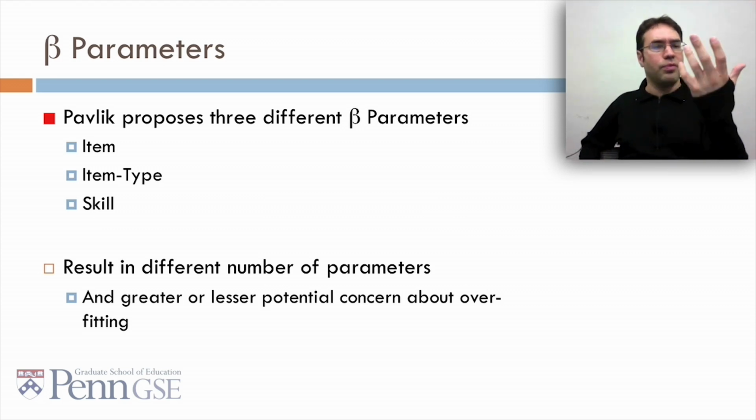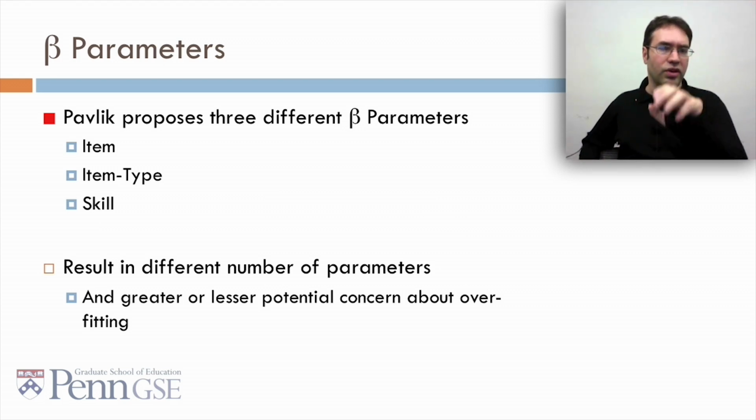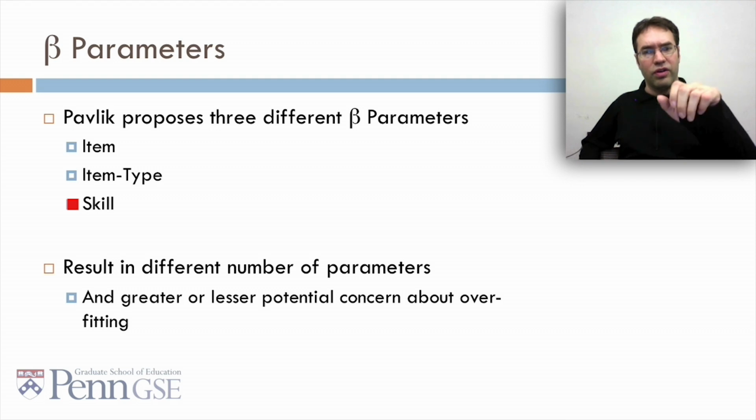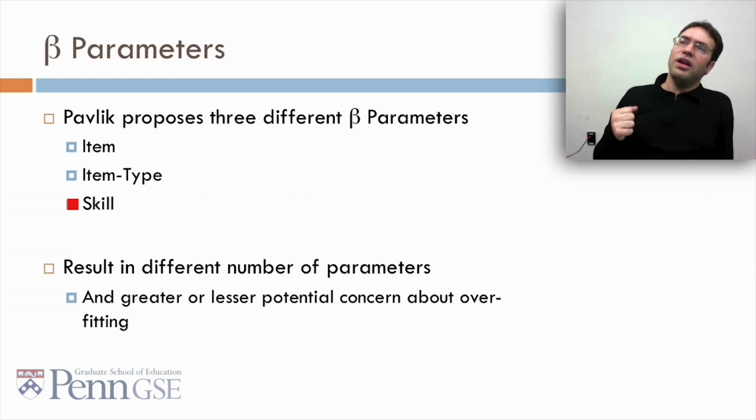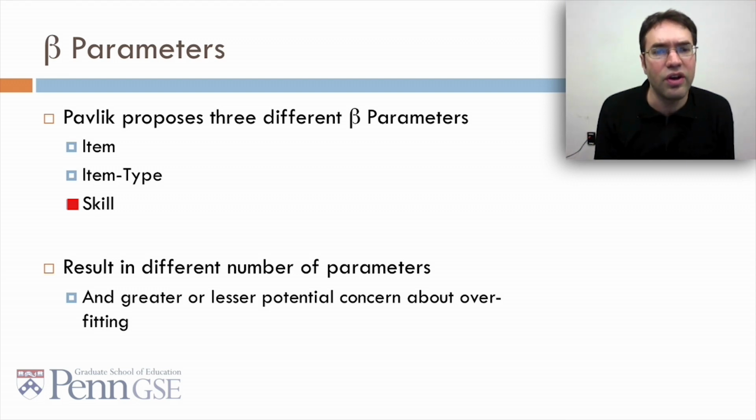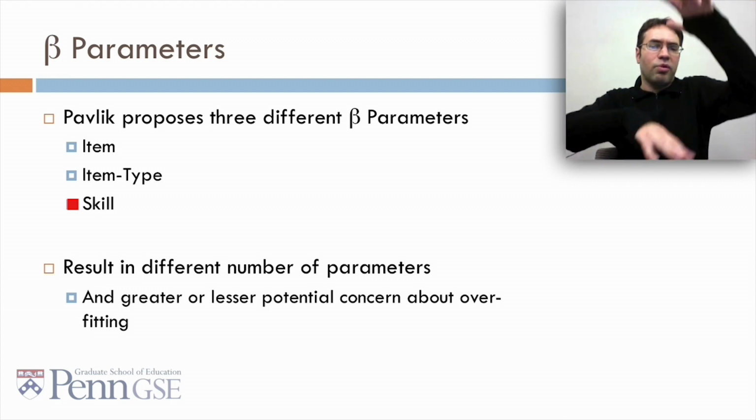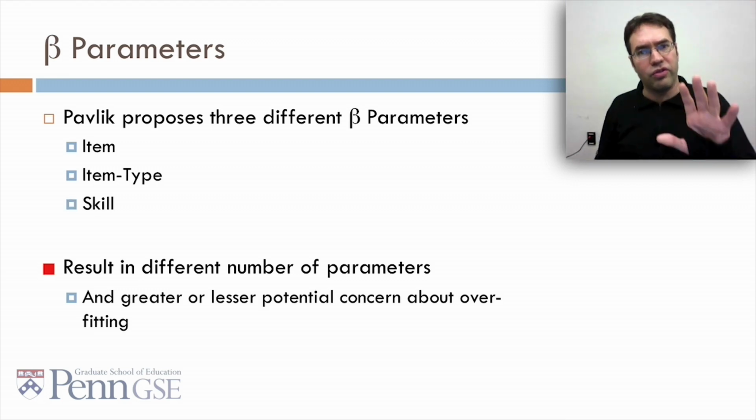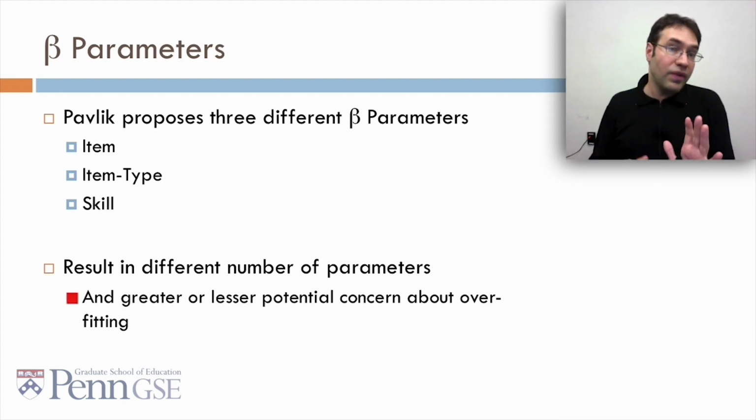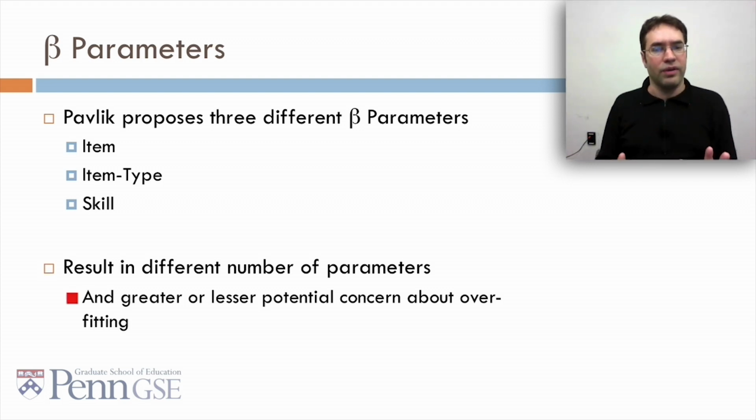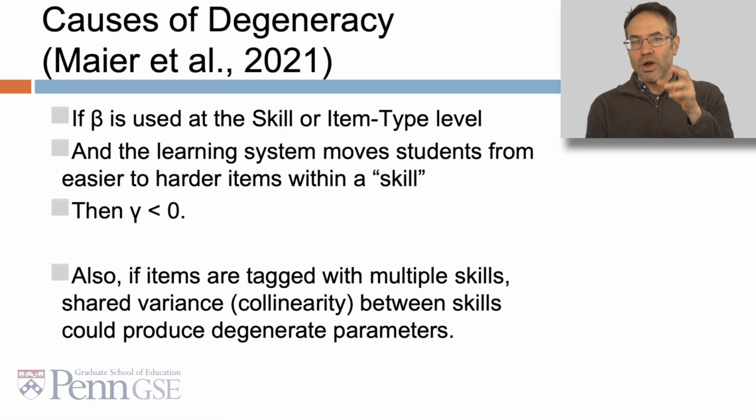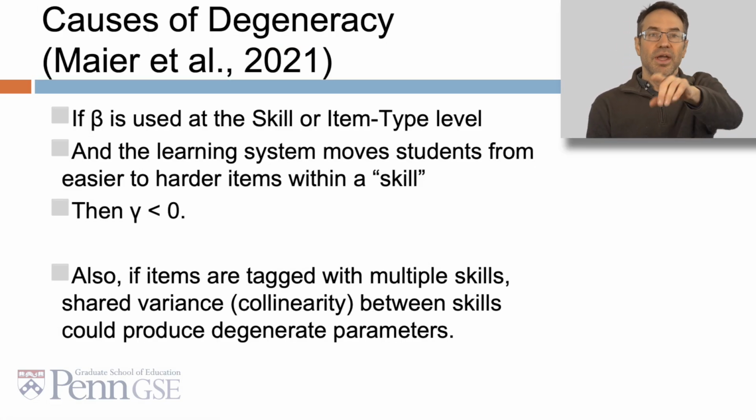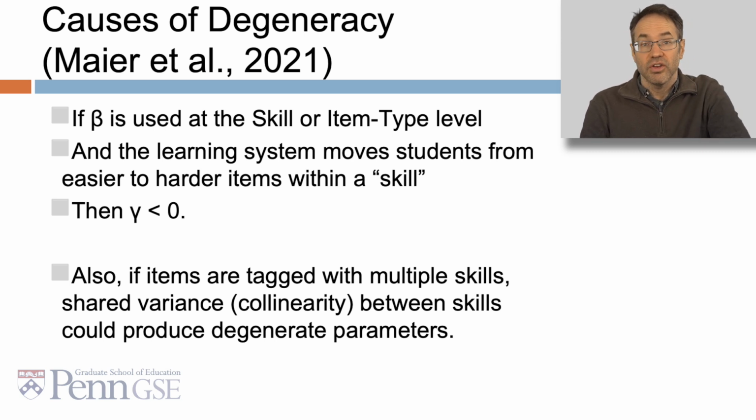So for beta parameters, Pavlik proposes 3 different beta parameters: item, item type, and skill. Is the difficulty something that each item has? Is the difficulty something that each skill has? Or are there types of items somewhere in between? These 3 approaches result in different numbers of parameters and greater or lesser potential concern about overfitting. The more parameters, the more risk of overfitting. And a minute ago, you might have asked, what causes degeneracy? Well, beta is a big part of what causes degeneracy in PFA and, for that matter, LKT in general.